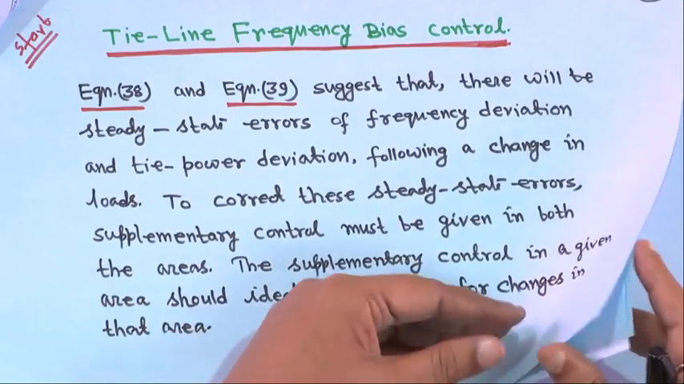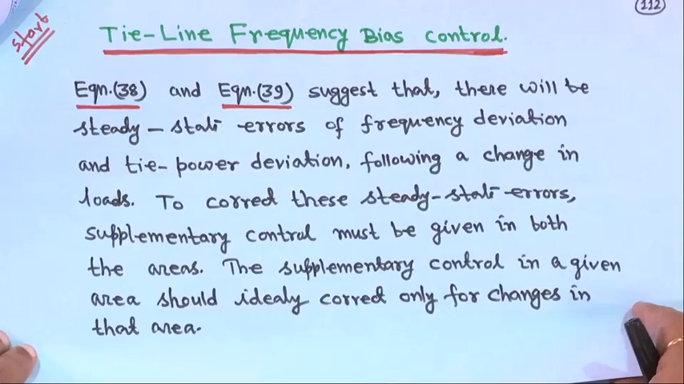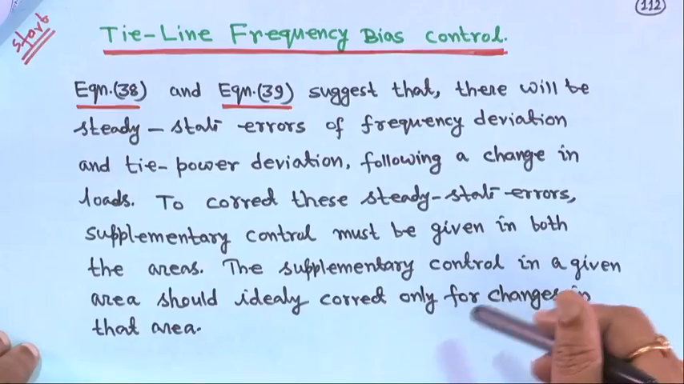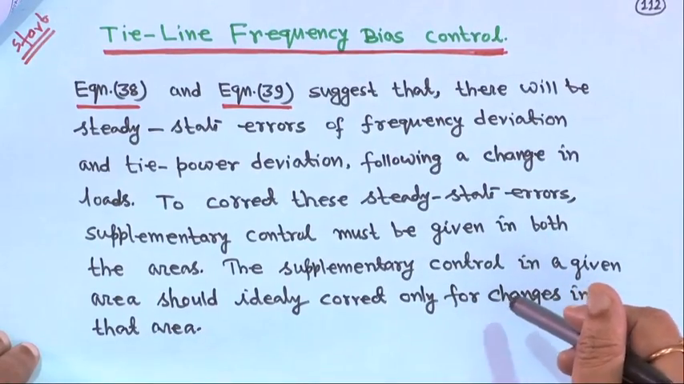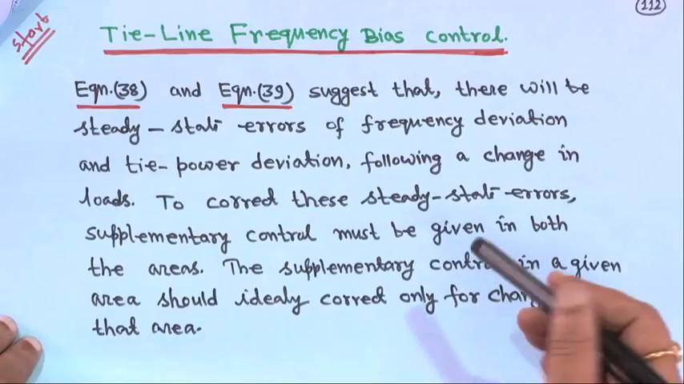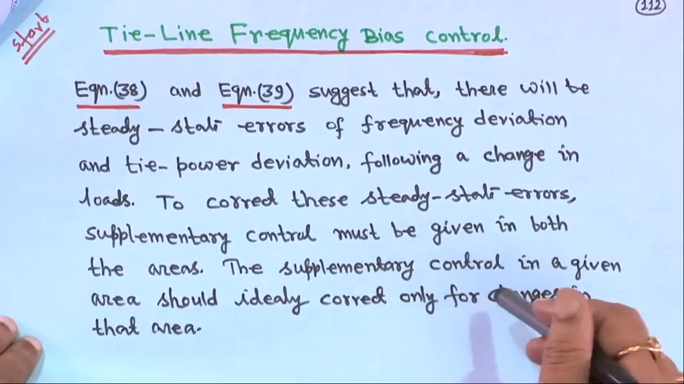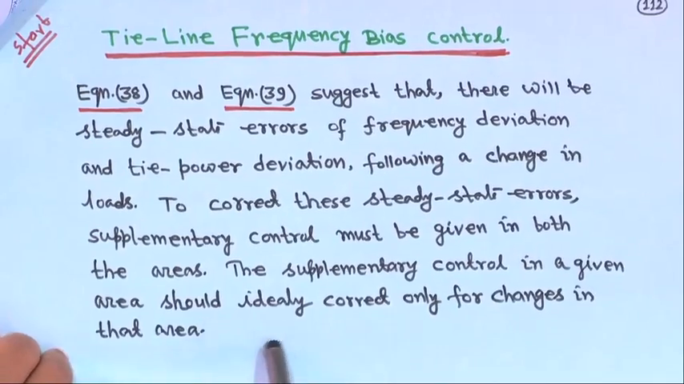That means, suppose you have a two-area system, and in area 1 there is a load disturbance. Area 1 should accommodate its own load with whatever power generation it has. Of course, I told you that if it cannot, then it has to borrow or purchase power from the other areas. So, supplementary control in a given area should ideally correct only for changes in that area, that is the concept.